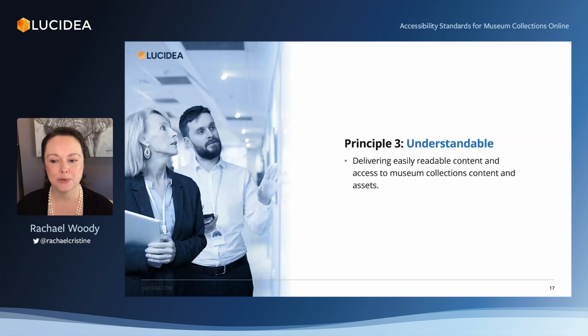All right, principle 3. So thinking about making things understandable, and that's really pertaining to delivering easy to read content and access to museum collections content and assets. So making things available and appropriate for all of our audience members, but also making sure that they are accessible.